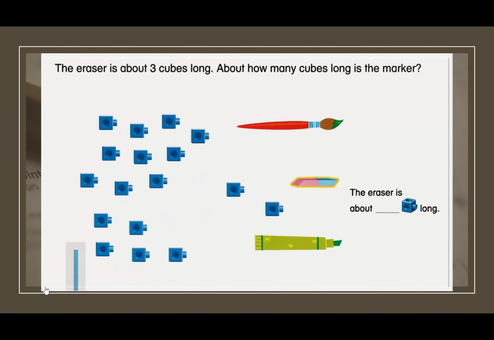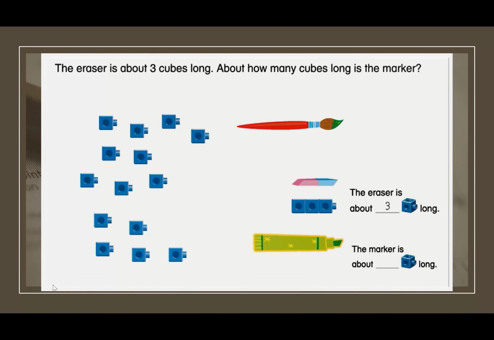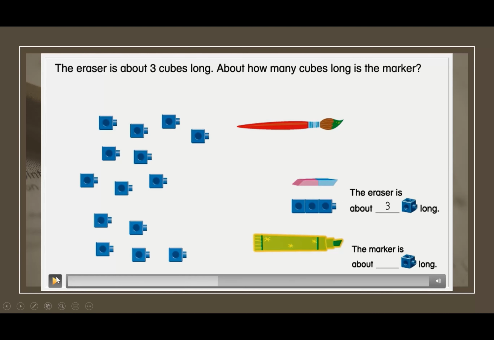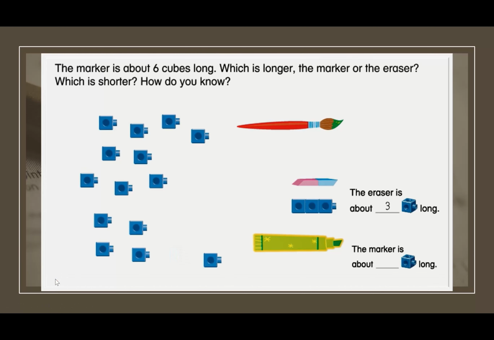So the eraser is about how long? About 3 cubes long. About how many cubes long is the marker? Can you tell me? The marker is about how many cubes long? Good job. 6. Bravo. The marker is about 6 cubes long.